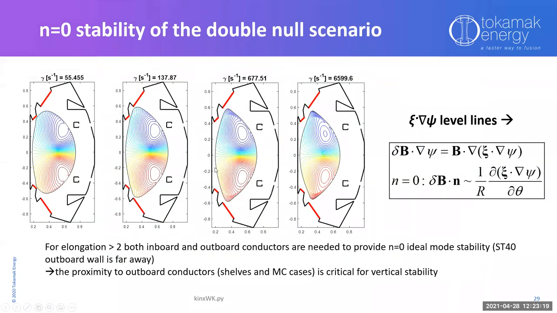Here is the displacement field calculated for the example of the previous slide, where you see that the more elongated the plasma, the larger the growth rate of this m equal one and n equal zero mode becomes. So we have to stabilize this. And it's interesting that both the merging compression coils and these shoulders here act as stabilizing plates, because it's important to notice that the plasma is quite far from the wall. So the stabilizing effect of the wall is less important than the stabilizing effect of these two coils and these structures that are much closer to the plasma.